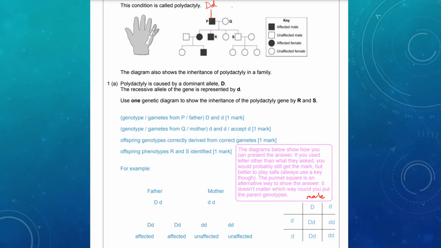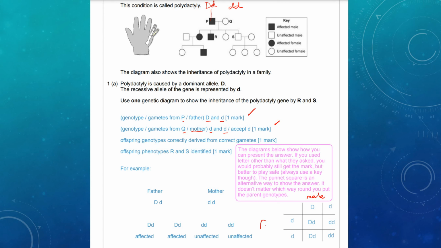Q has to be homozygous recessive. In other words, has two copies of the recessive allele, because if they had a copy of the dominant allele, they would have polydactyly. They would have the additional finger. So the genotype from the father is capital D and little d. That would get you one mark. The genotype from the mother, from Q, would be homozygous recessive, two little d's. And the offspring's genotypes would be correctly shown in our Punnett square.